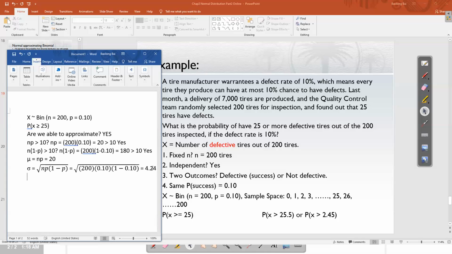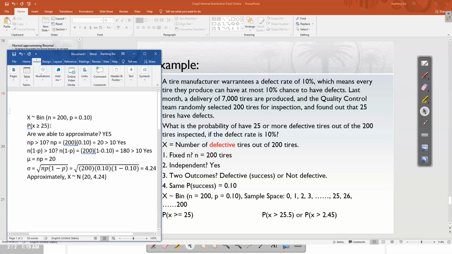Then we can say, x is truly binomial, but x approximately follows a normal distribution. And normal distribution has two parameters, mu and sigma, right? Mu and sigma just come from the calculation here. The parameter mu equals 20, and the parameter sigma equals 4.24.